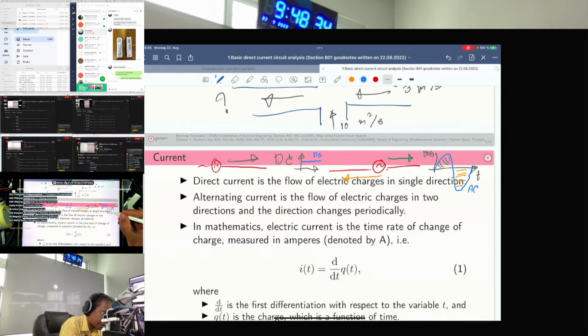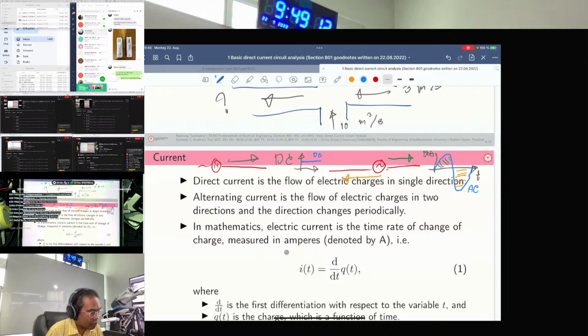This is AC, alternating current. Okay, alternating current is the flow of electric charges in two directions, going forward or returning in the backward direction. The direction of the charge flow in alternating current will change periodically. And in mathematics, the electric current is the time rate of change of the charge, measured in amperes.